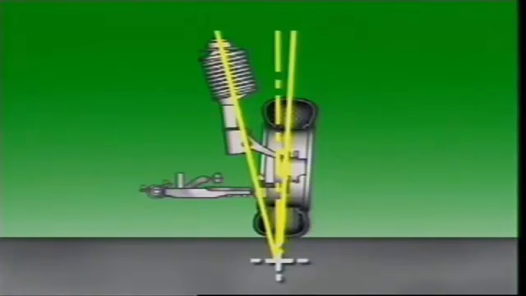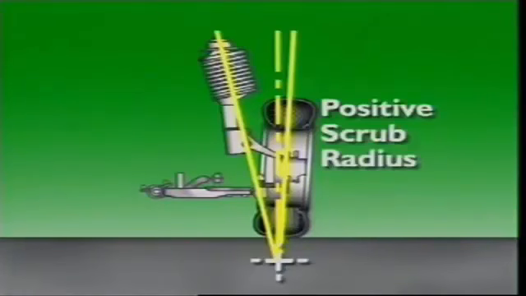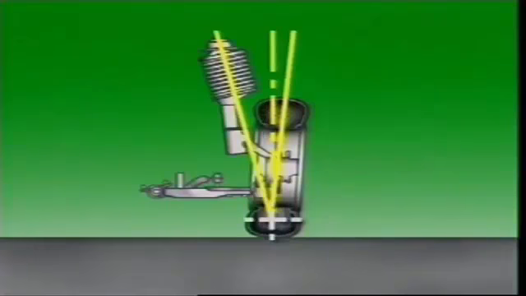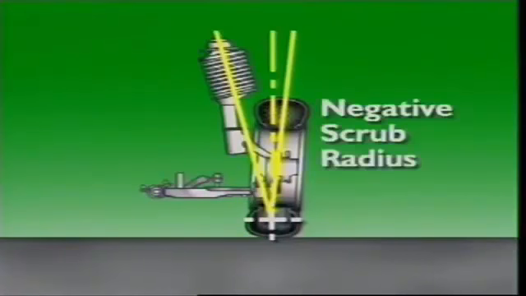If they intersect below the road surface, scrub radius is positive. If they intersect above the road surface, scrub radius is negative. The effective scrub radius, positive or negative, is to provide a turning moment which attempts to turn the wheel away from the central position when the vehicle is in motion.